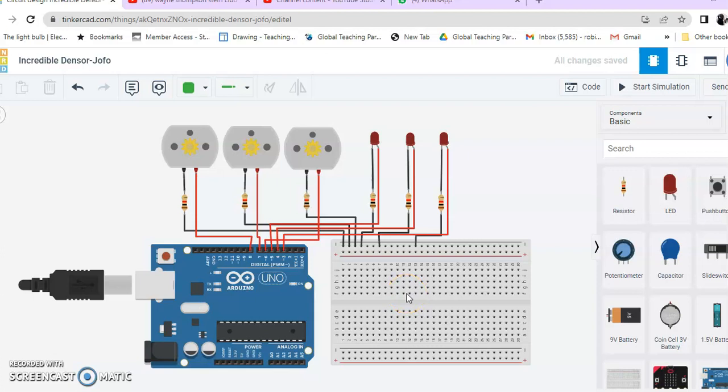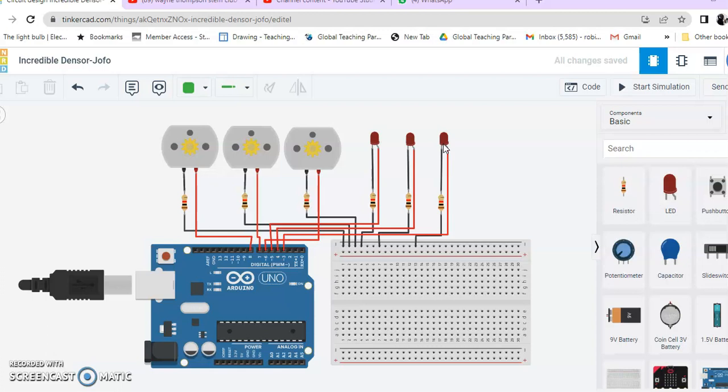Today it's going to be an example of electronics automation, using software to control hardware devices. So in this example, we have 3 motors, and then we have 3 LEDs.